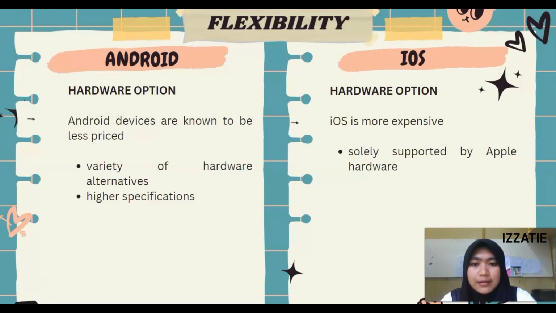Next difference is in terms of hardware options. Compared to Apple devices, Android devices are known to be less priced, have a greater variety of hardware alternatives, and occasionally have higher specifications in terms of screen size, RAM, storage capacity, and other factors. Meanwhile, iOS devices are solely supported by Apple hardware, which can be more expensive. Thus, Android offers more flexibility in terms of customization and hardware options compared to iOS.